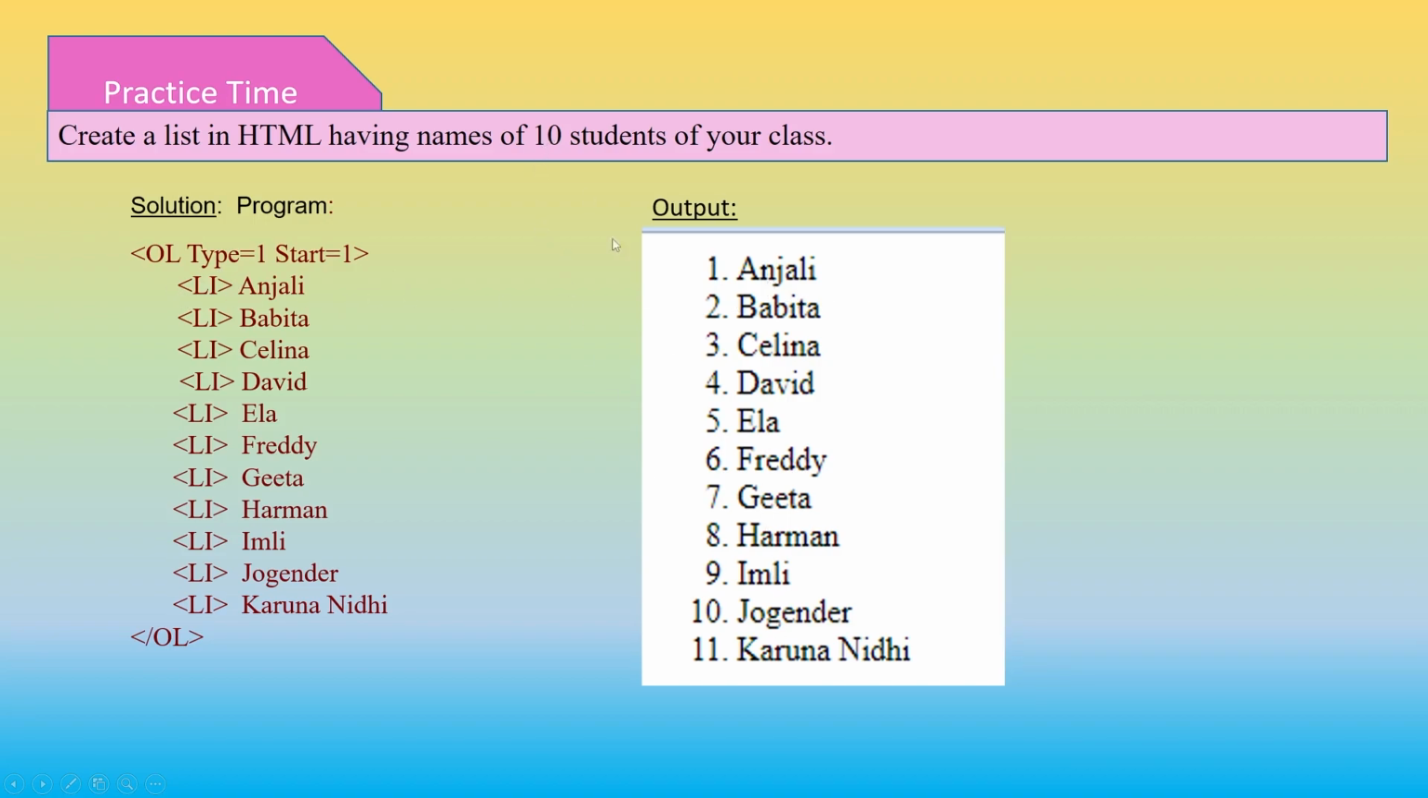In place of 10 I have taken 11, so I have written all 11 items, and as I told you, we need to specify li in front of every item, and we have written. Then after that, once the list is completed, we will put an ending tag which is /ol, and we get output as this one.